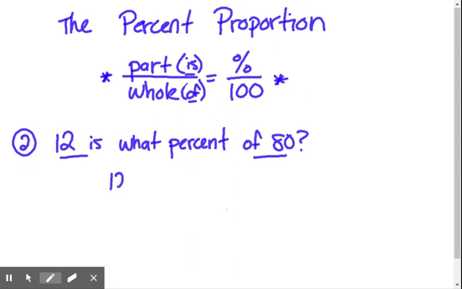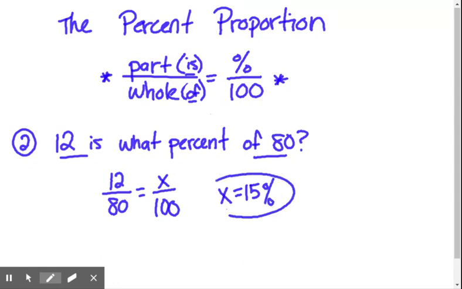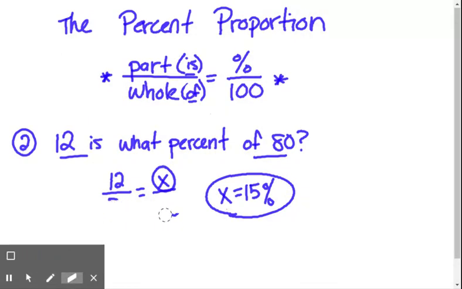So I'm going to put 12 over 80 using the percent proportion, filling in my values, equals x over 100. Can use my cross products to solve this proportion. When I do that, I will end up getting x equals 15%. Notice that I'm putting a percent sign on my answer because I'm looking for a percent. If the percent is missing in your proportion, your answer needs to have a percent sign on it. Just putting 15 is not good enough. 15 and 15% are two very, very different values.